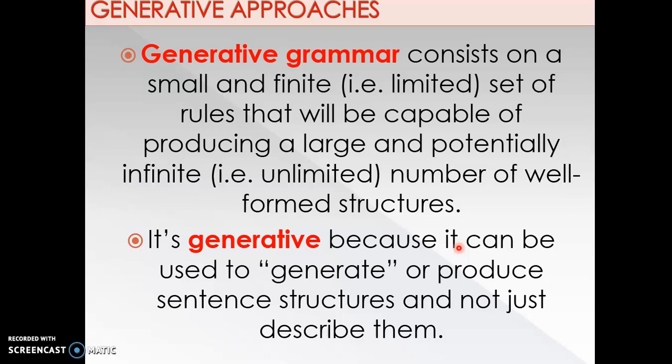So what generative grammar is, remember that we were talking about this idea of productivity, that we can create an unlimited number of words and sentences and ideas. So generative grammar consists of a small and finite, that is to say limited, set of rules that will be capable of producing a large and potentially infinite, that is to say unlimited, number of well-formed structures. That is generative grammar. So from a finite set of rules, we can create an infinite number of sentences. So it's generative because it can be used to generate, yes, have a look at this word, generate or produce sentence structures, and not just describe them.